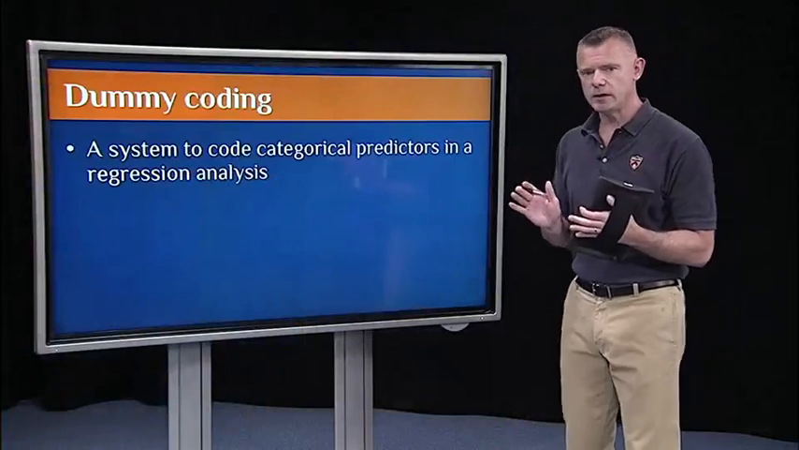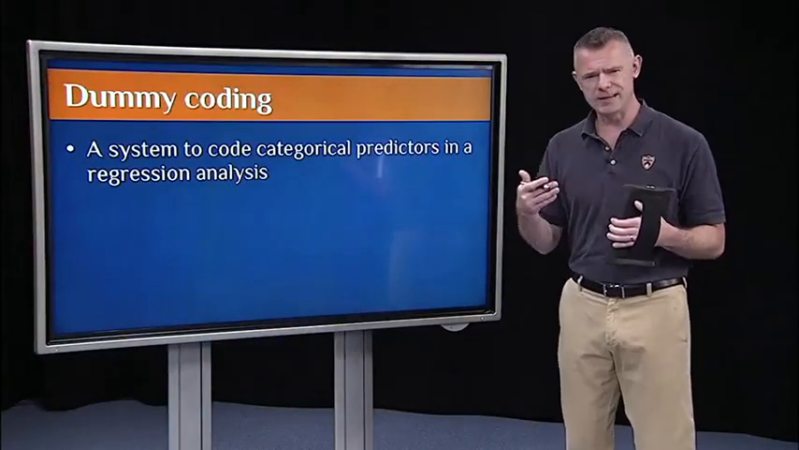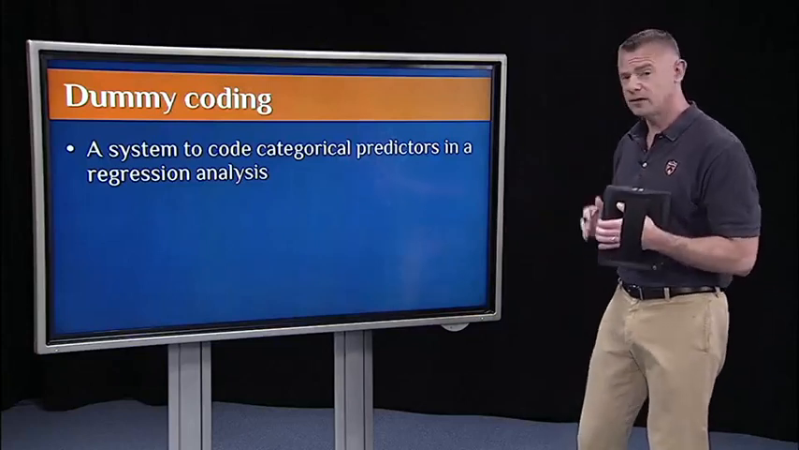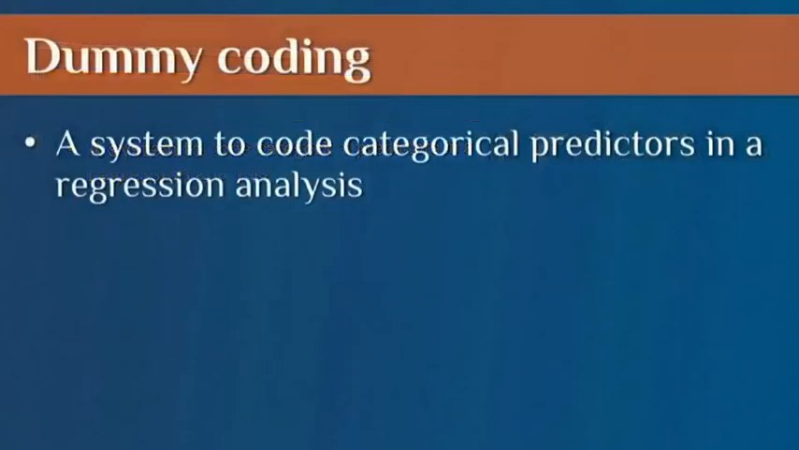So dummy coding is conceptually real easy, but it's sort of a tedious process and students sometimes get tricked by it. So conceptually, it's real simple. It's just a system to code categorical variables in a regression analysis.